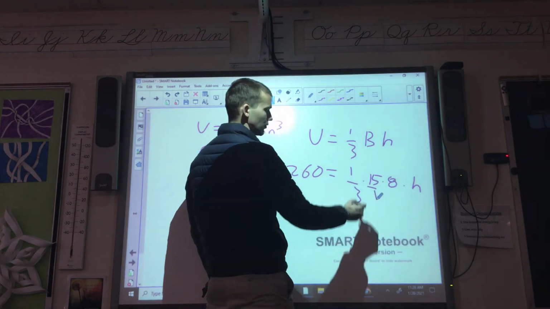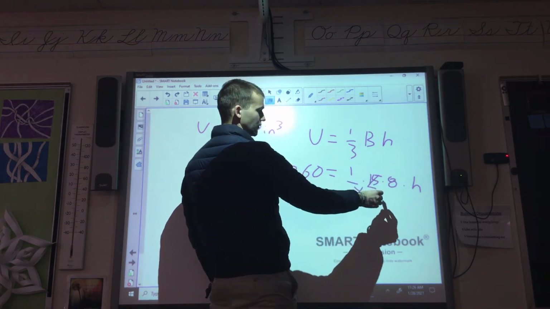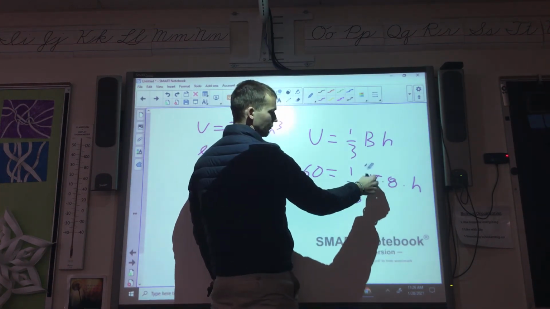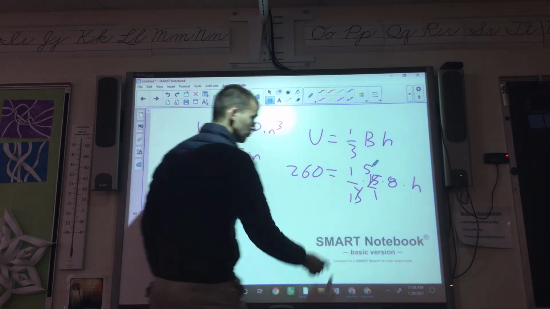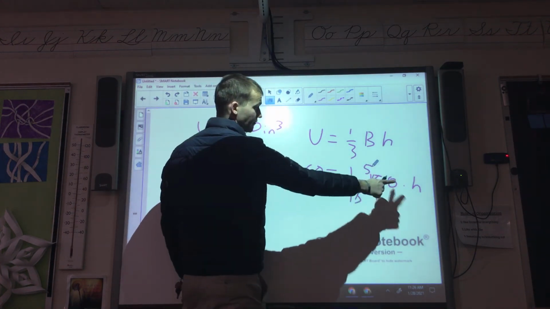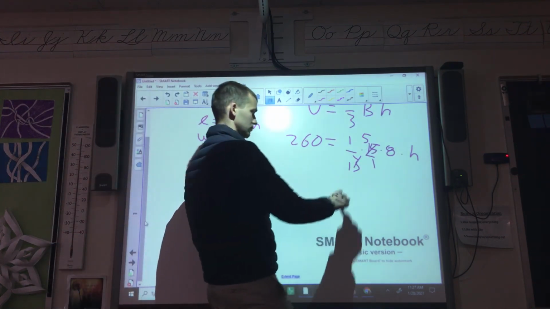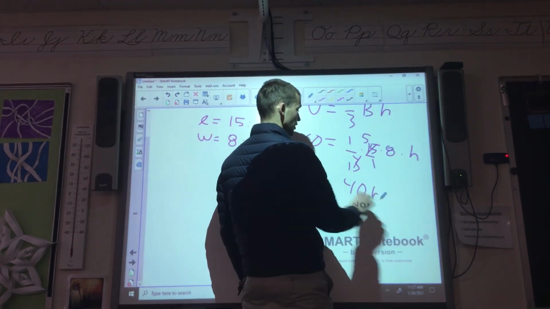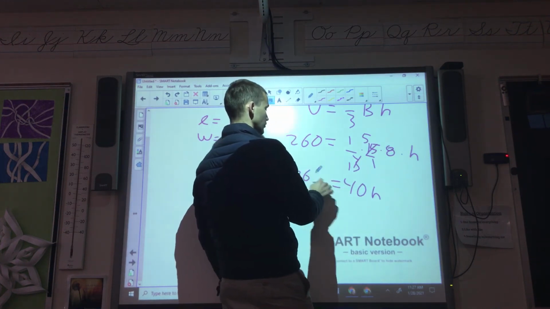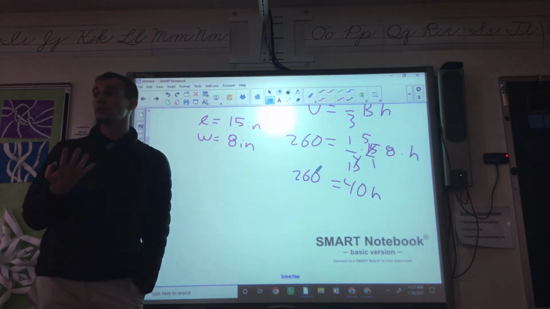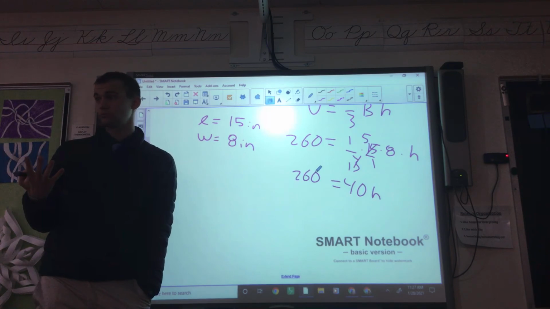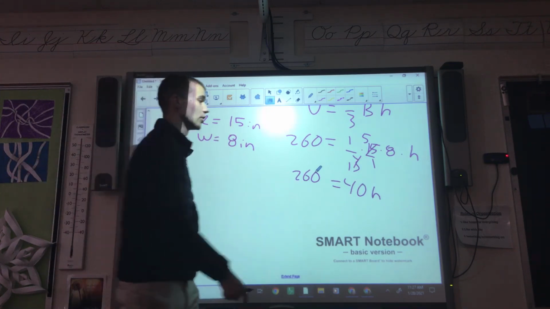Yep, 15 and the 1/3. This becomes 1, 15 becomes? Yep, 5. Now, all I have is 1/1 times 5 times 8. What's 5 times 8? 40. So I have 40H equals 260. Notice, did I have to use calculator at all here so far? No. All of this is mental math you should be able to do.